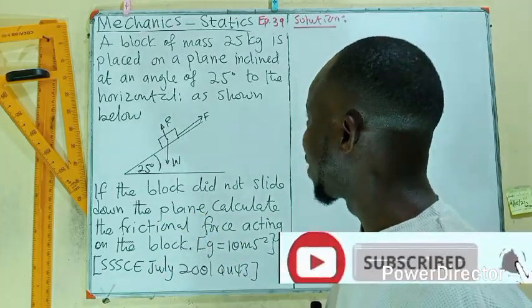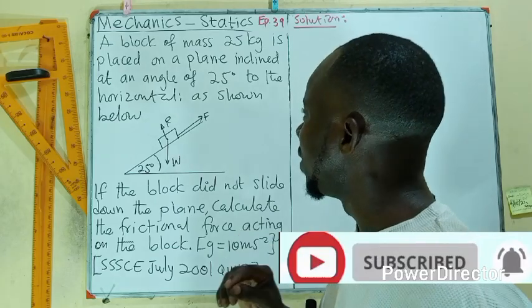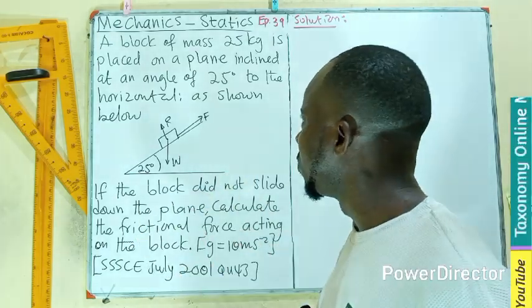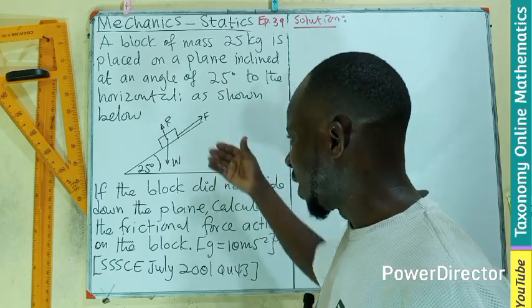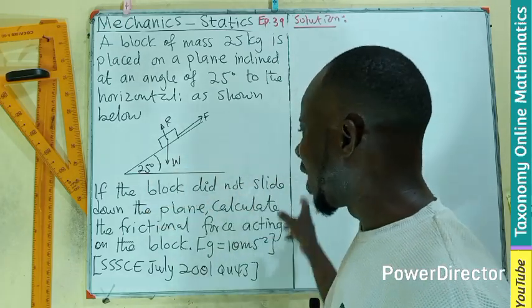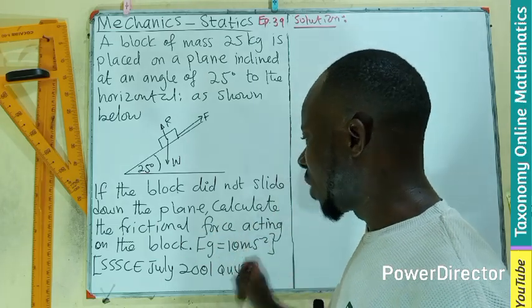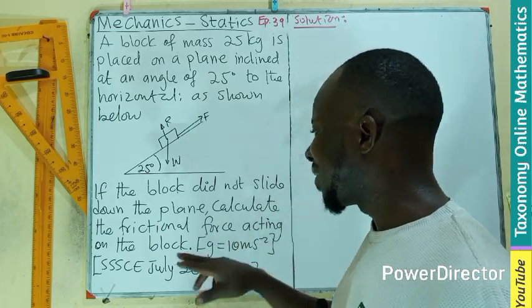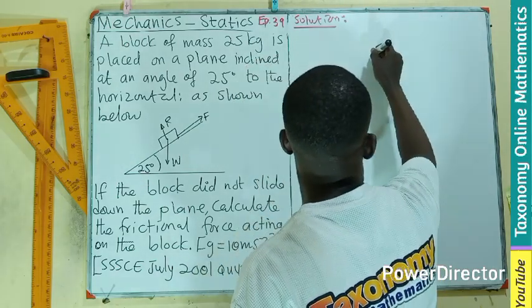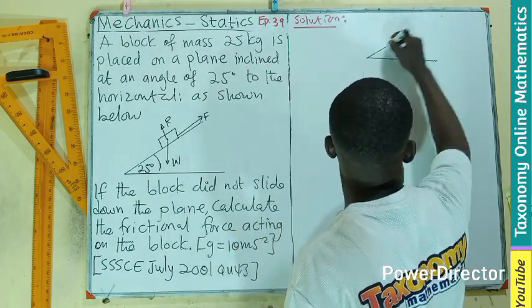A block of mass 25 kg is placed on a plane inclined at an angle of 25 degrees to the horizontal. If the block did not slide down the plane, we are to calculate the frictional force acting on the body. We can draw this diagram or sketch.